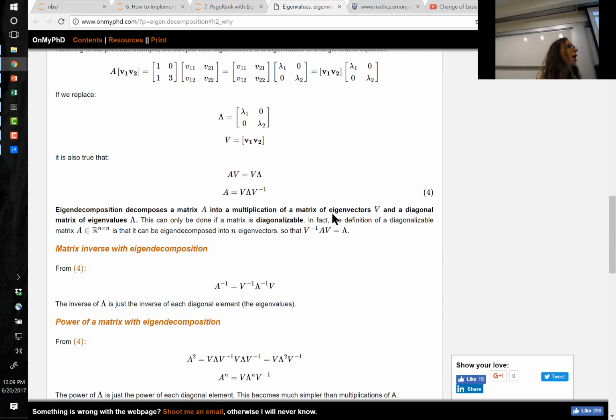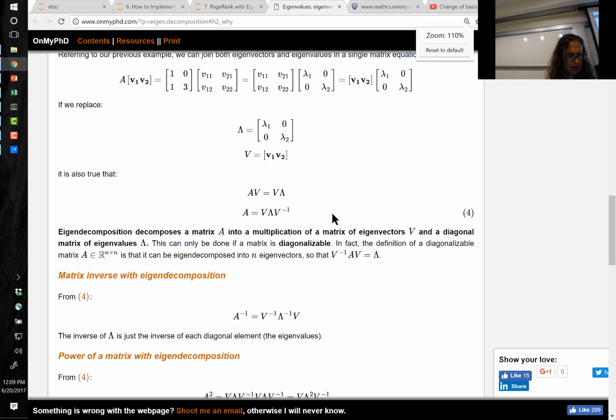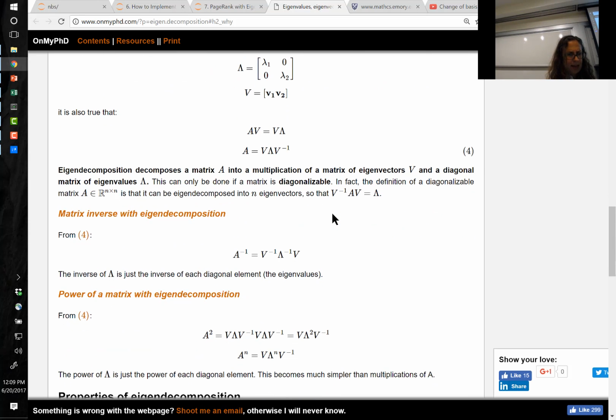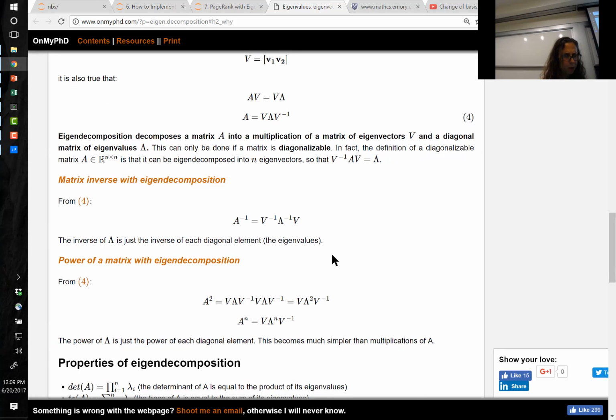Rapid matrix powers. The idea is that if you knew that A was equal to V times lambda times V inverse, where V is the eigenvectors and lambda is the eigenvalues, what would be true of lambda as a matrix? What property does this matrix have?